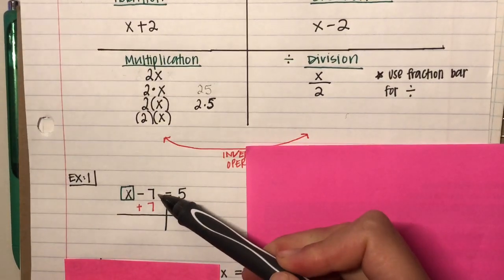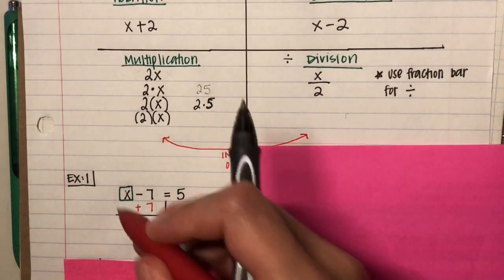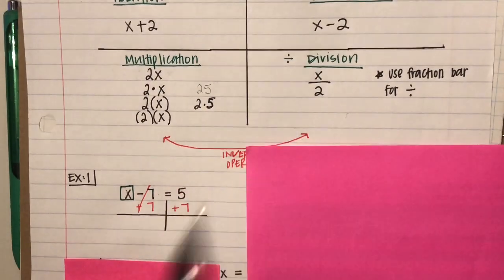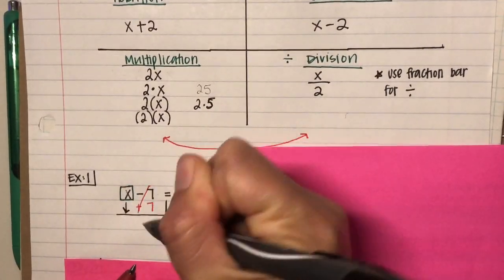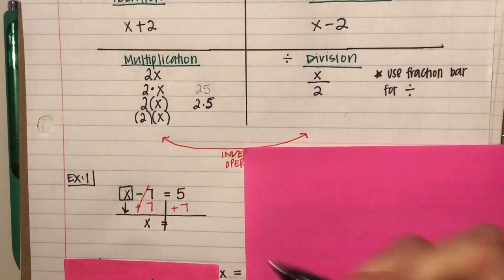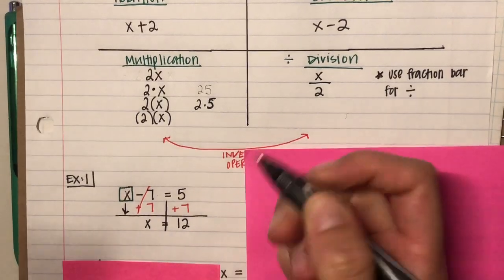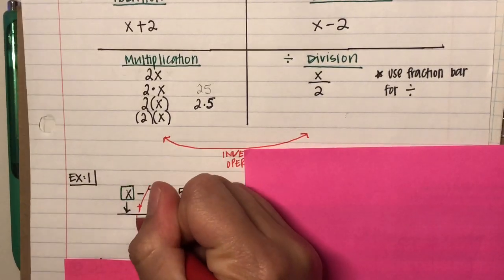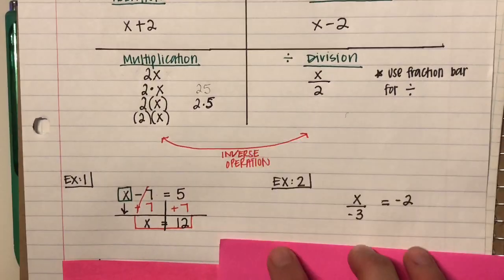So negative 7 plus 7 zeroes out. I can drop down my x equals 5 plus 7, which is 12. And that's my final answer.